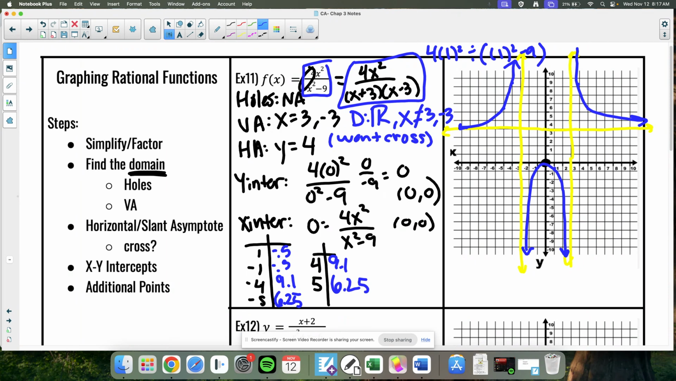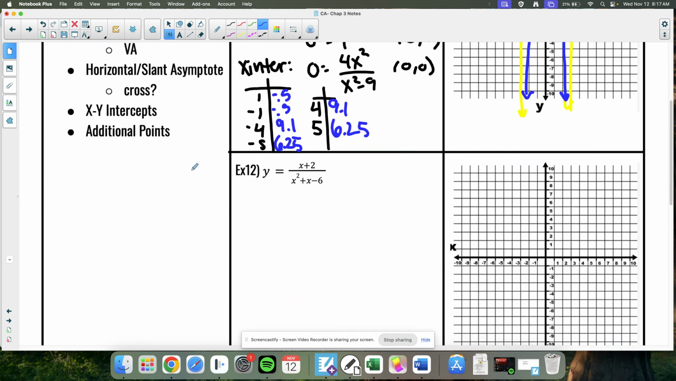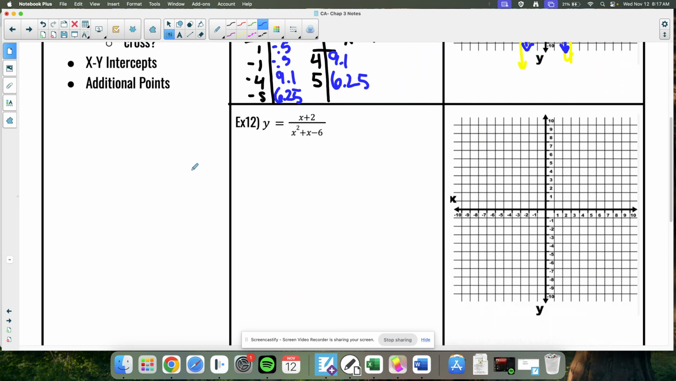Any questions on that one? Okay, underneath it, first thing we want to do is factor it. Can the numerator be factored? No. The denominator, how would that get factored? Plus or minus 2. Does anything cancel? No.